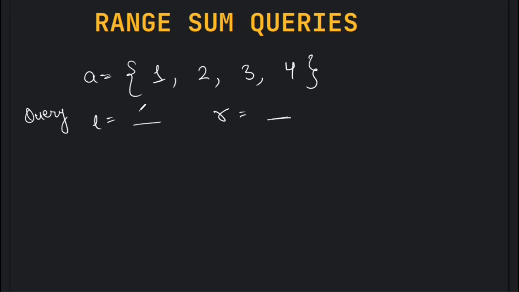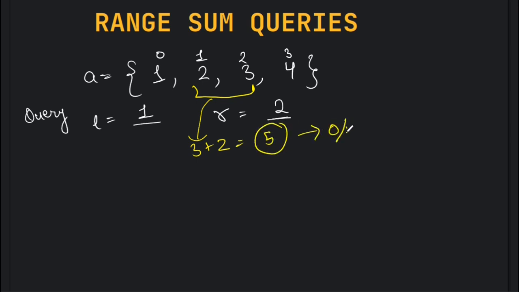So let's say if L is equal to 1 and R is equal to 2 and the index is 0, 1, 2 and 3. For this we have to print the sum of these two elements, which will be 3 plus 2 equal to 5. So 5 will be the output, right?